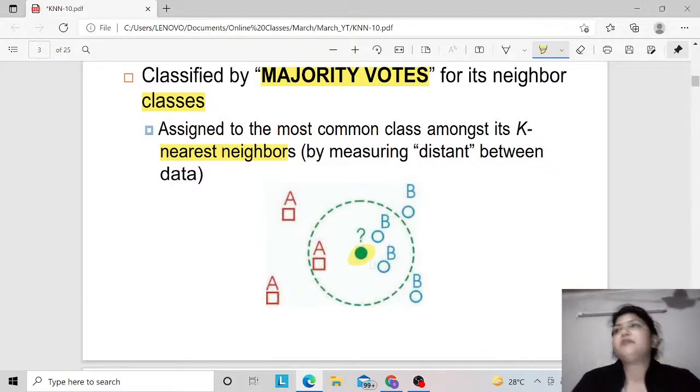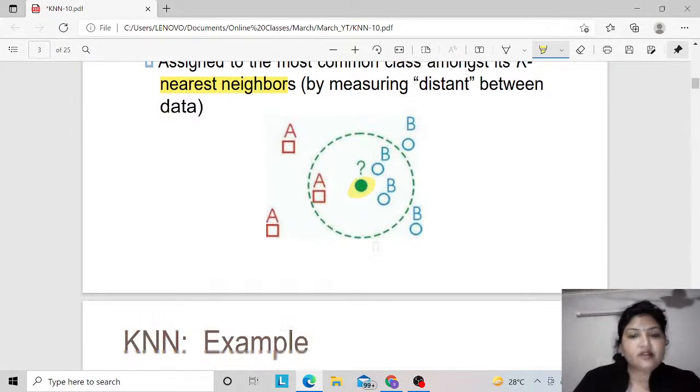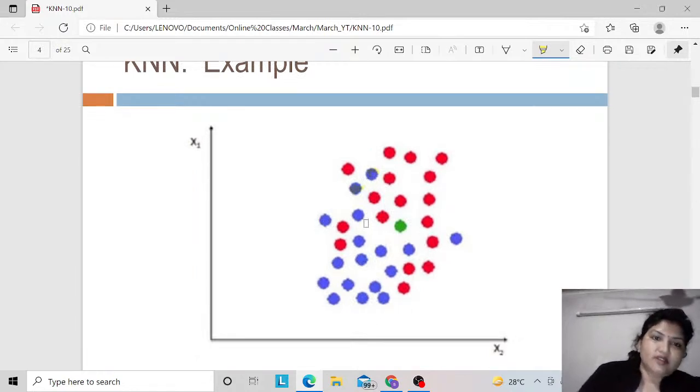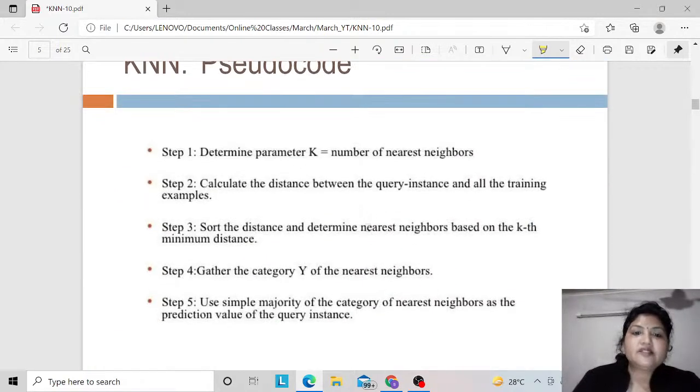We might be using the Euclidean or Minkowski method for calculating the distance. So let's say, as an example, we have different data points. We classify them into blue and red dots, right? Over here, let us see how the algorithm works.